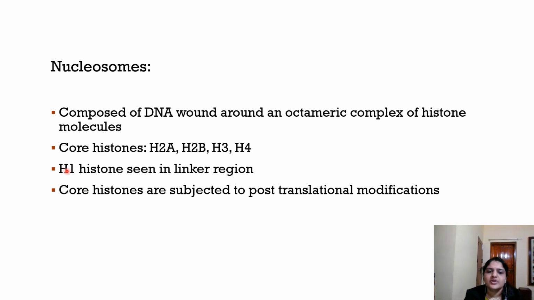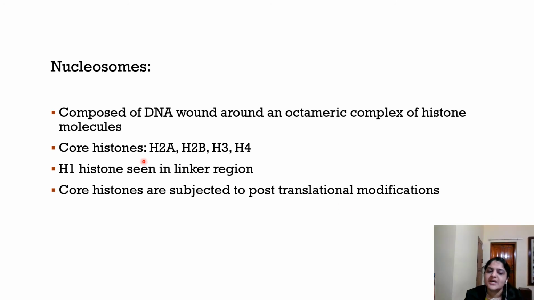So H1 histone is seen in the linker region, and the core histones, that is H2A, H2B, H3 and H4, are subjected to post-translational modifications. Which are the post-translational modifications? Acetylation, methylation, phosphorylation, ADP ribosylation, monoubiquitination and sumoylation. So core histones are subjected to six covalent post-translational modifications.